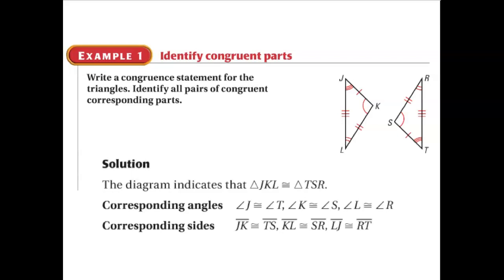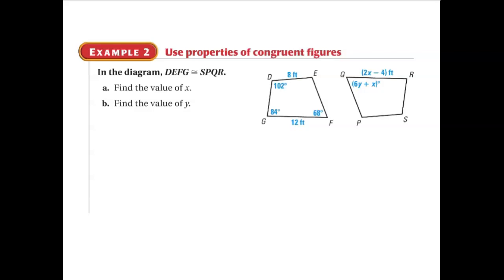Alright, let's take a look at example 2. In the diagram, DEFG is congruent to SPQR. Now note that in the diagram, there's no indication which corresponding parts are congruent to each other. However, because we have the congruent statement, we can gather that information from there. So we see here that DE must correspond with SP, EF with PQ, FG with QR, and that might be somewhere we want to start.